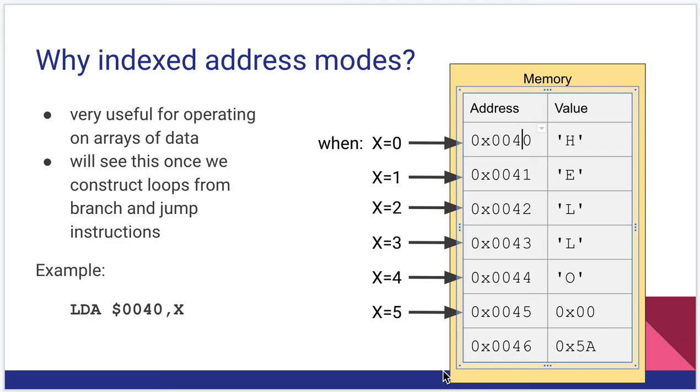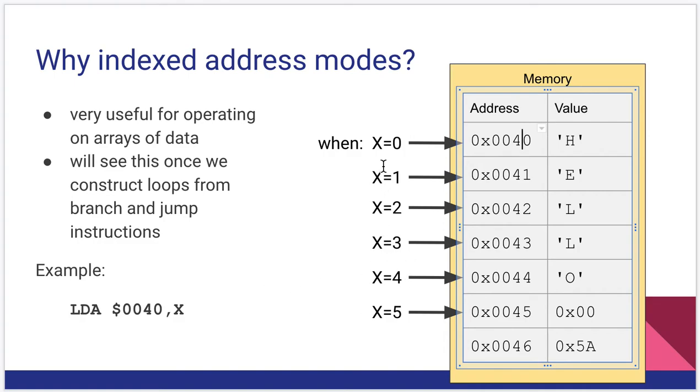They are limited to 256. So that can be hard to get around, especially when we're dealing with screen memory and things like that, but we're not going to worry about that now, maybe later. But you kind of get the idea. If this were an array of characters, we could use X as the index into that array.